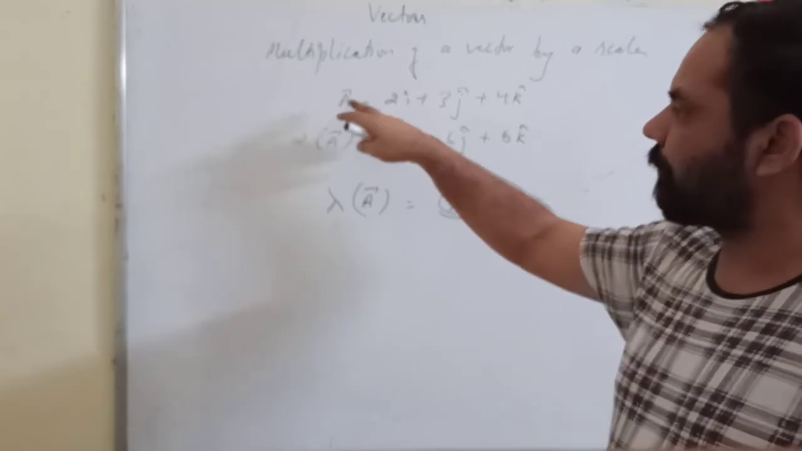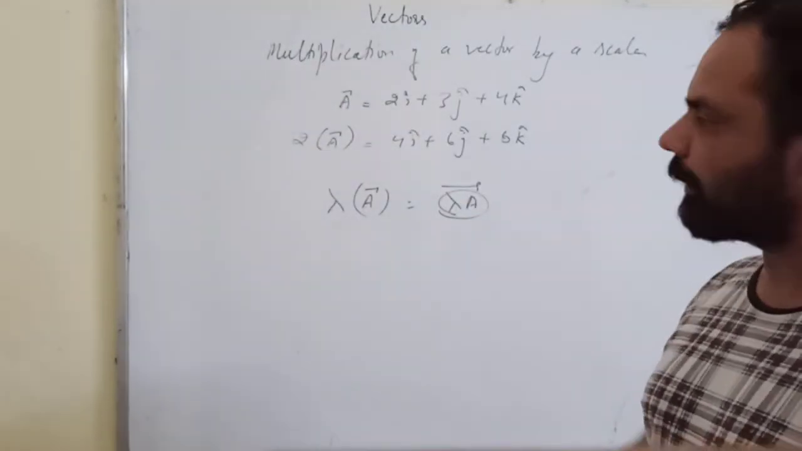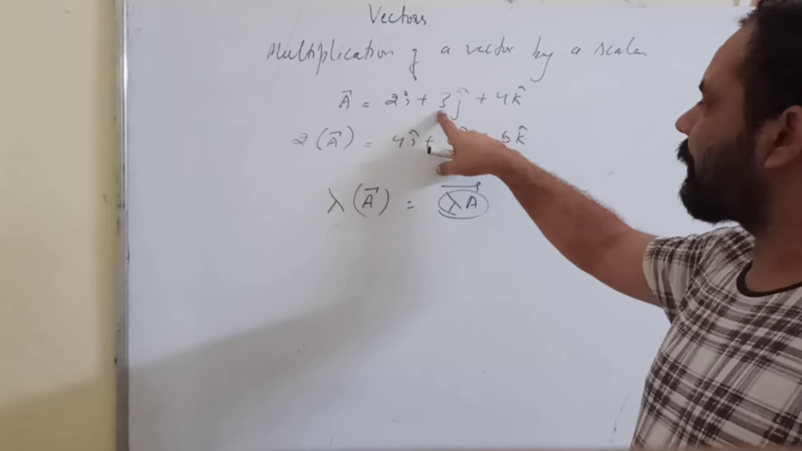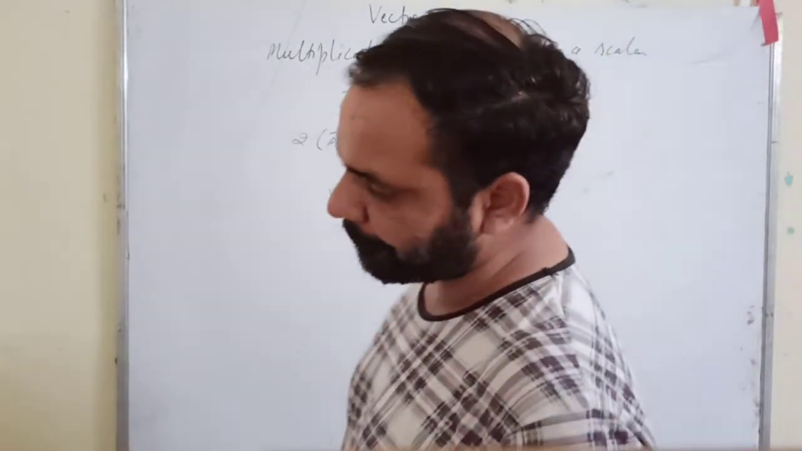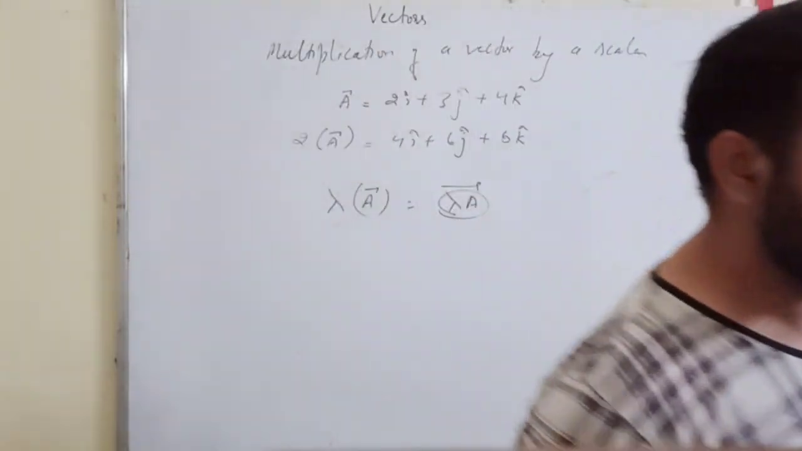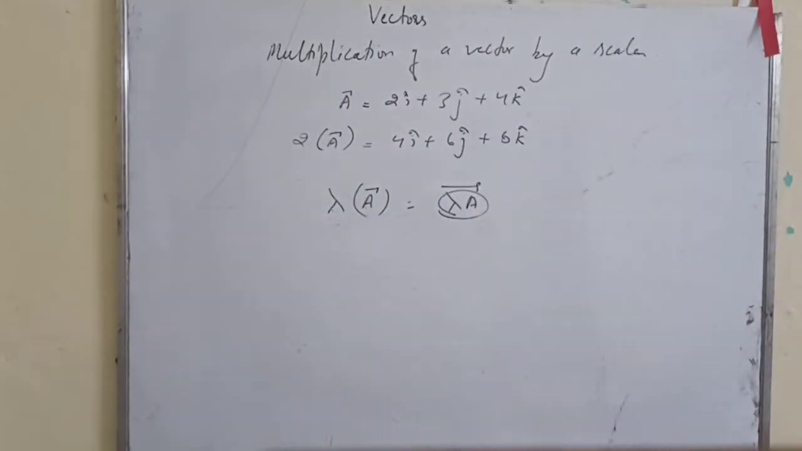Suppose I ask you to find out 5 times the vector a, then it would be 10 I cap plus 15 j cap plus 20 k cap. Okay? Okay sir. All right, any other question?